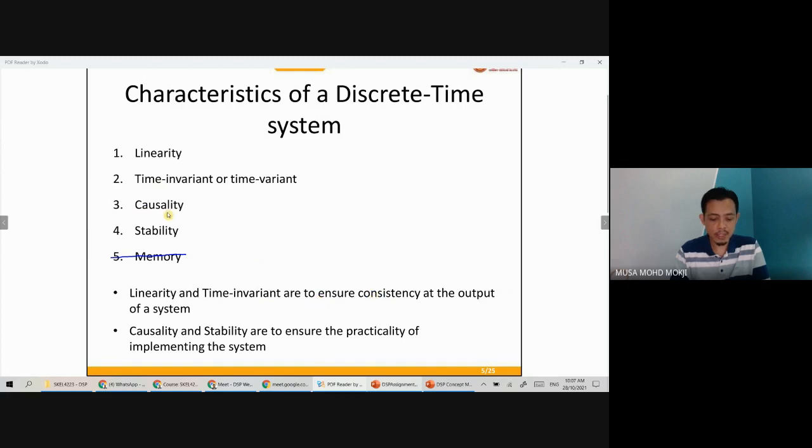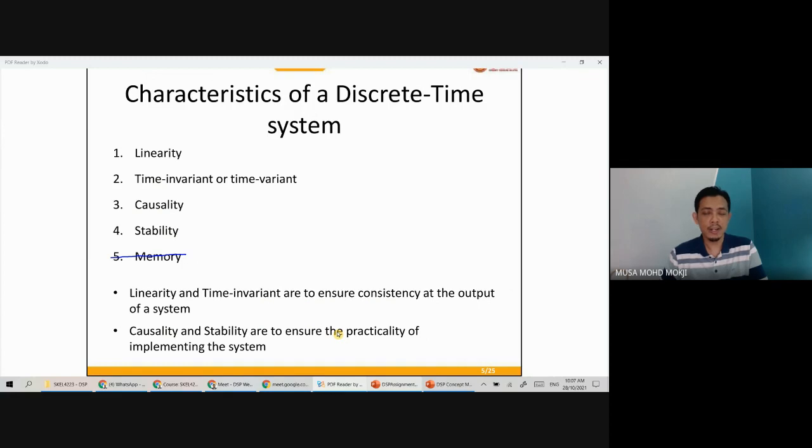But then we have causality and stability. Those two ensure the practicality of implementing the system. If we have an online system and the system is not causal, we cannot implement it. If it's not stable, we cannot implement it. So if it is an online system, it must be causal and stable. If you have any system, we need to check for causality and stability.